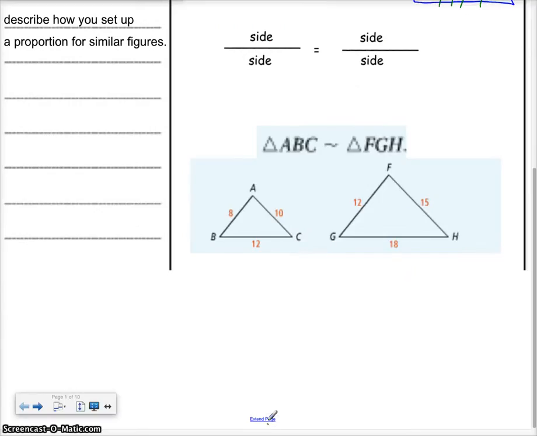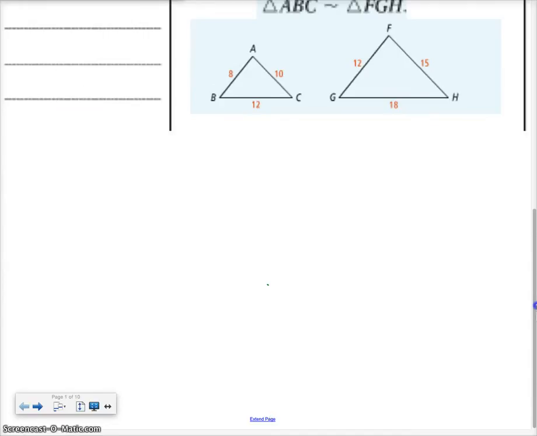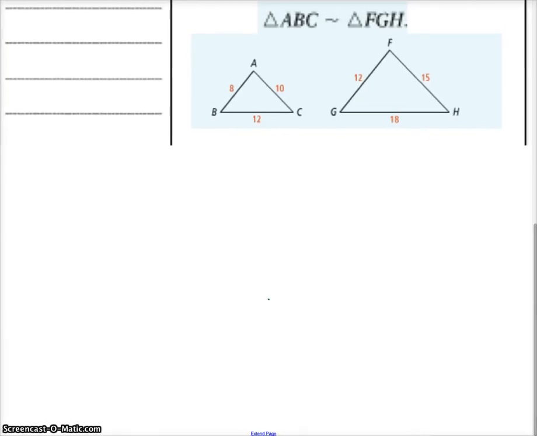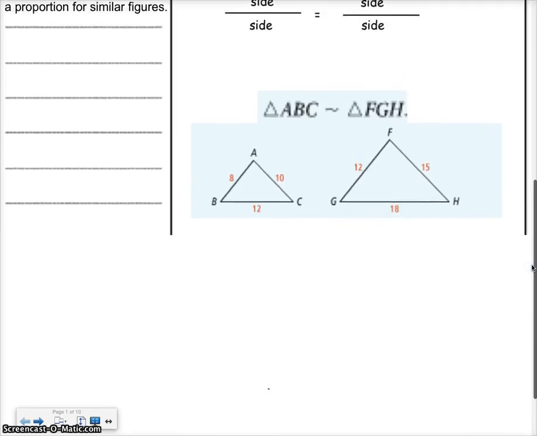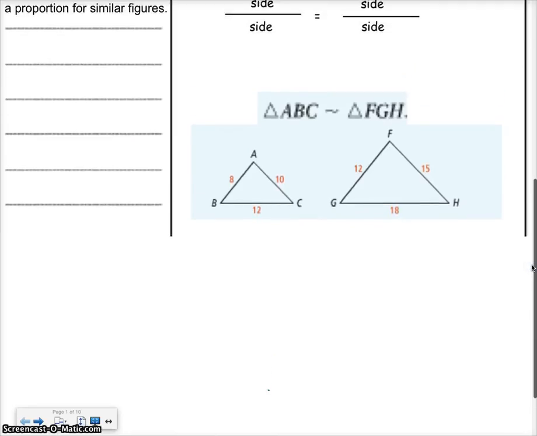Before we can apply proportions, I want to prove to you that similar triangles are proportional to each other. The definition of proportion is the equality of two ratios. So if you look at these two similar triangles, I'm saying that they're similar, which means they're proportional. I want to just prove it to you. You won't have to do it.